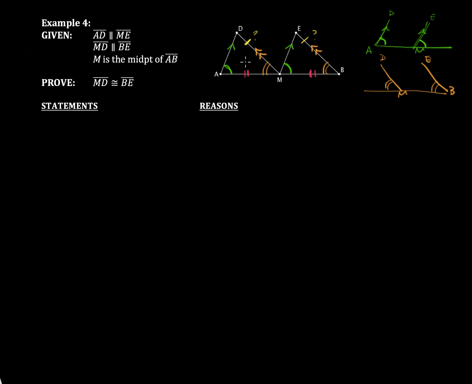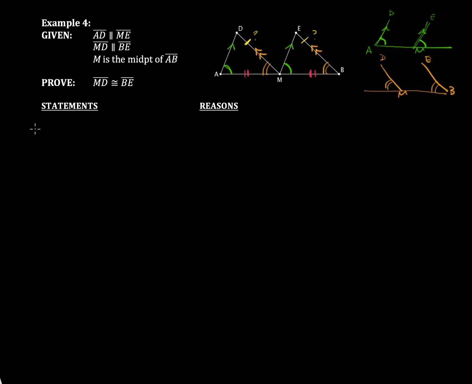Once I know the triangles are congruent, I can say that these sides are congruent because they're corresponding parts. So again, the plan is to show that these triangles are congruent using this information that I figured out on my diagram, and then say that because the triangles are congruent, these sides have to be congruent.